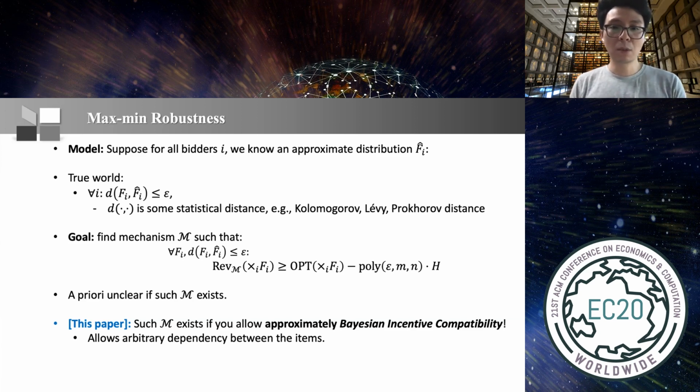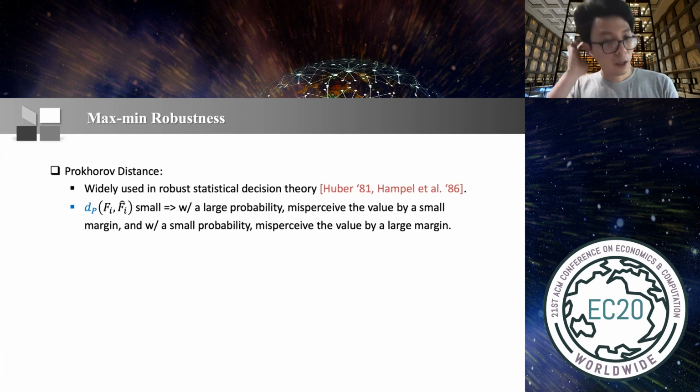We studied this robustness model under several statistical distances. The one I find most interesting is the Prokhorov distance. So let me say a few words about the Prokhorov distance. It is widely used in robust statistical decision theory. And let me give you an intuitive understanding of what it means when I say two distributions are close under Prokhorov distance.